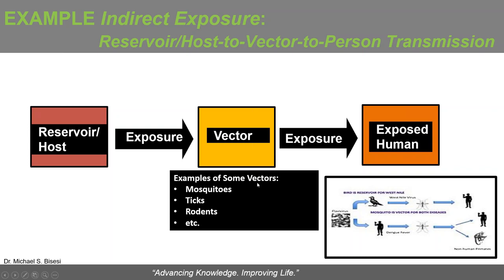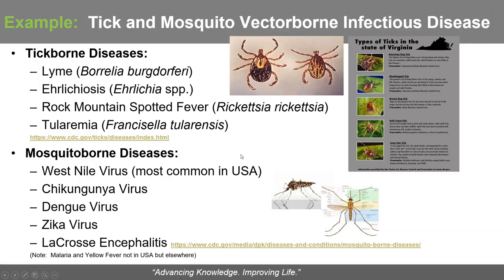And examples of some are mosquitoes and ticks and rodents, flies, and then here's a good diagram on the right. And here are some major tick-borne and mosquito-borne diseases in the U.S. Malaria and yellow fever, not so much, but these listed here are really pretty much worldwide, but include the U.S. Tick-borne, mosquito-borne.